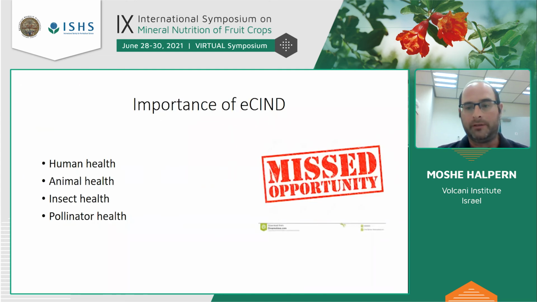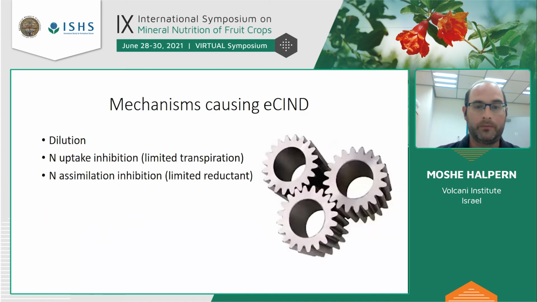The importance of ESIND, first of all, human health. When you end up with plants that have less nitrogen in them, you have plants that have less protein in them. Animal health, if the animals are eating the leaves. Insect health, if the insects are eating the leaves. And pollinator health, if the pollinators are eating the pollen, which ends up having less nitrogen in it.